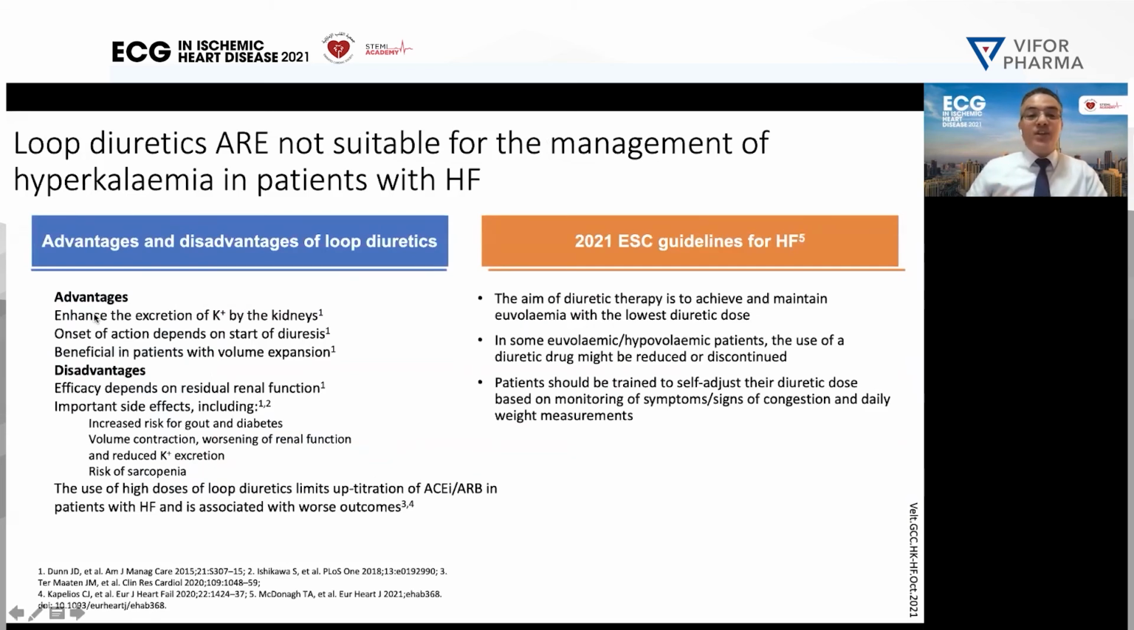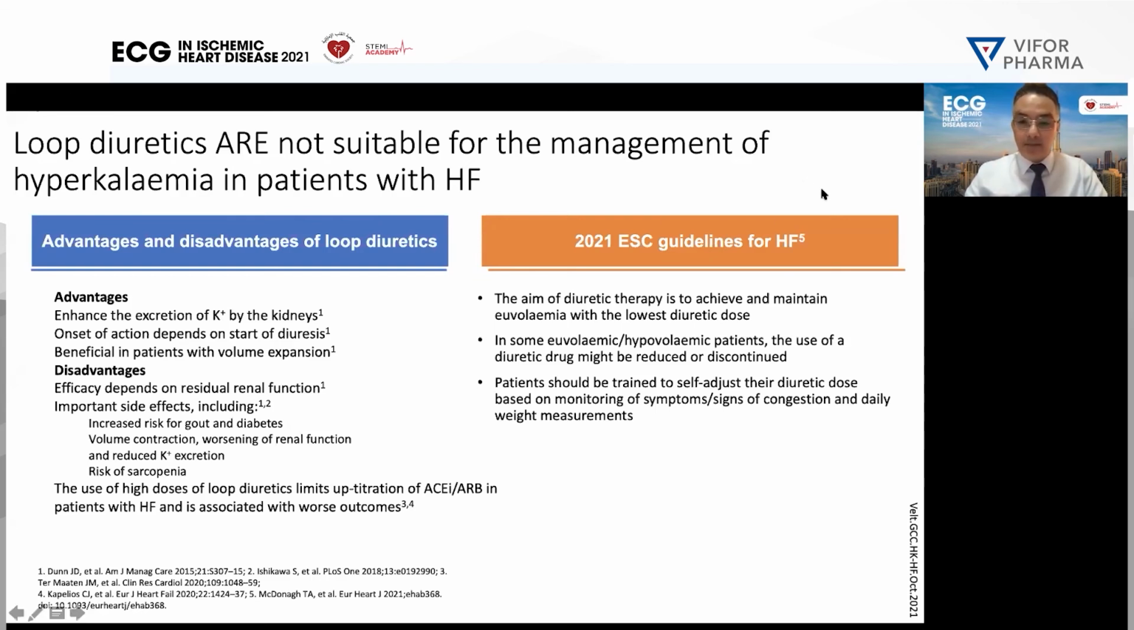Let's talk more about the loop diuretics as a management of hyperkalemia, and I will show you the advantages and disadvantages of these loop diuretics. We know that they enhance the excretion of potassium by the kidneys. The onset of action depends on when you start the diuresis, and they are beneficial in patients with volume expansion. The patients will lose weight. The disadvantage is that efficacy depends on the residual renal function. This is a very important point. Important side effects include increased risk for gout, diabetes, volume contraction, worsening of renal function, and reduced potassium excretion. Risk of sarcopenia is also there. So the use of high doses of loop diuretics will limit up-titration of the other heart failure medications in patients with heart failure and is associated with worse outcomes.